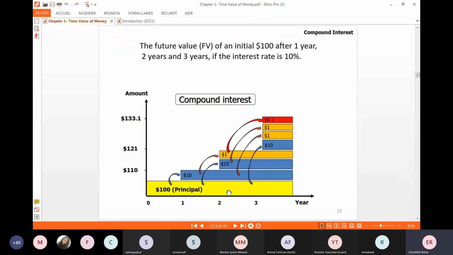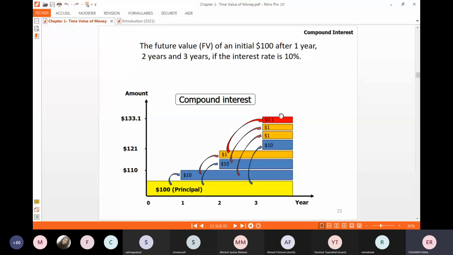You will obtain 110. End of year 2, the original amount will generate 10. The interest of year 1 will generate $1. You will get 100 plus 10 plus 10 plus 1, 121. End of year 3, you will find in your account your initial amount, the interest 1, interest 2, as well as 10% of the original amount, 10% of the interest 1, 10% on the interest 2. You will get $133.1.